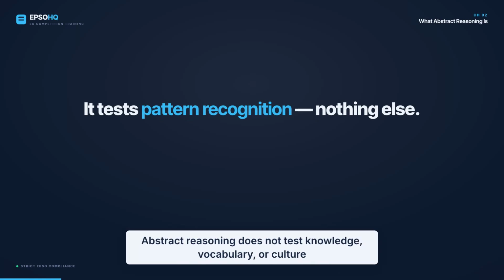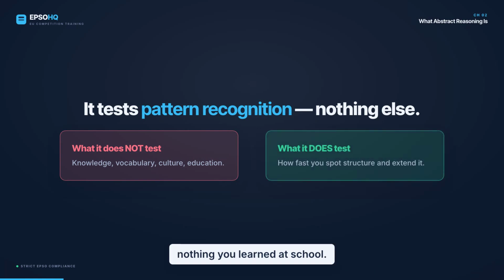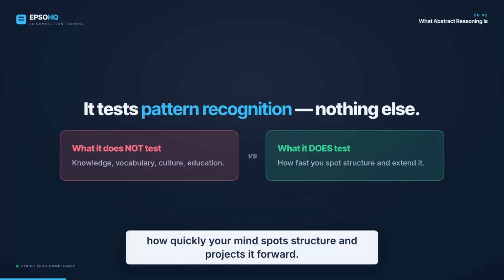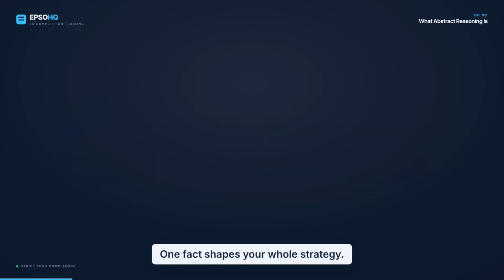Understand what it measures. Abstract reasoning does not test knowledge, vocabulary, or culture. Nothing you learned at school. It tests raw pattern recognition: how quickly your mind spots structure and projects it forward. That is why it is the same in every language.